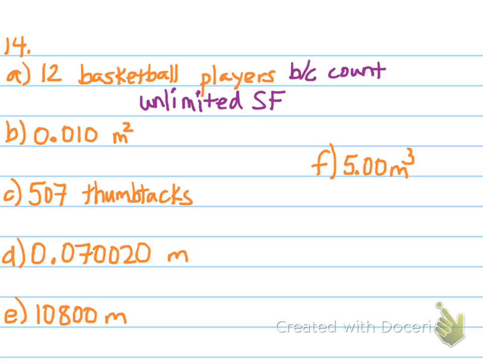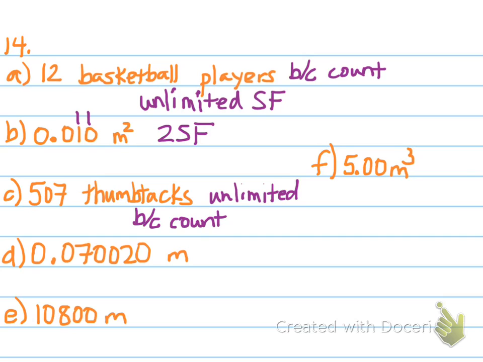In the second one, 0.010, this one is significant because it's not a zero. Rule number one. This 0 is significant because it's to the right and at the end of a measurement. So this has two significant figures. Letter C, 507 thumbtacks. Again, this is unlimited because you would count them to figure out there were 507 thumbtacks.